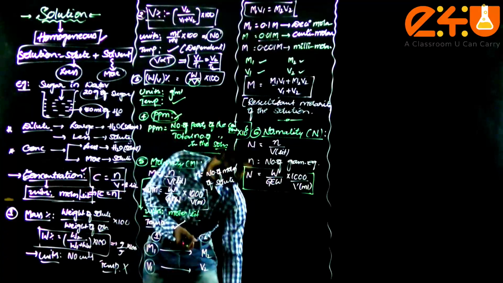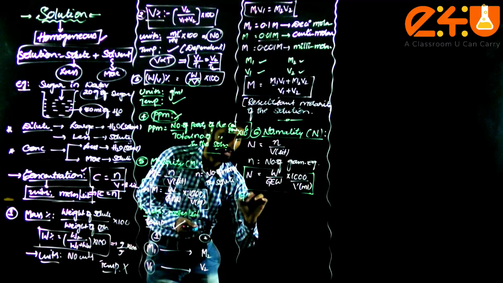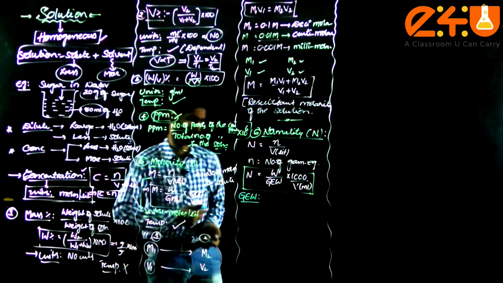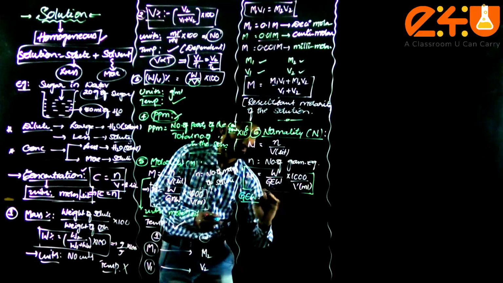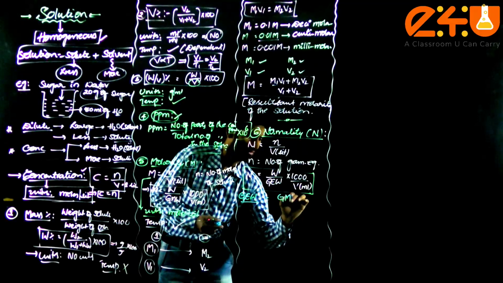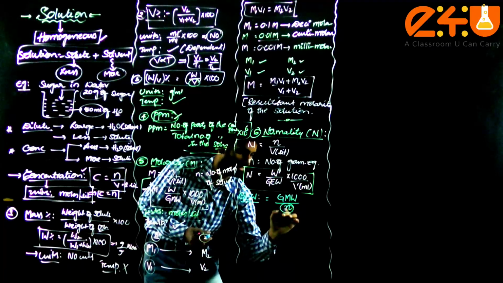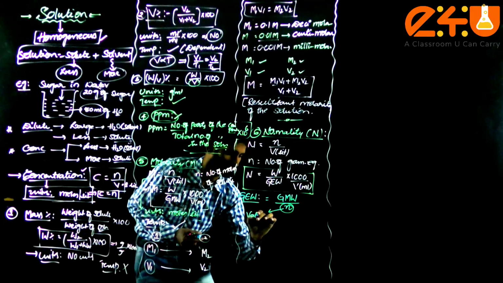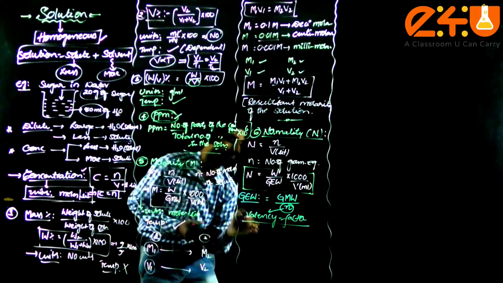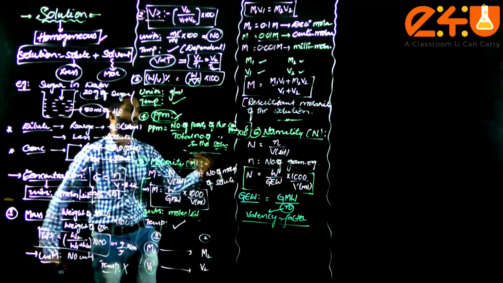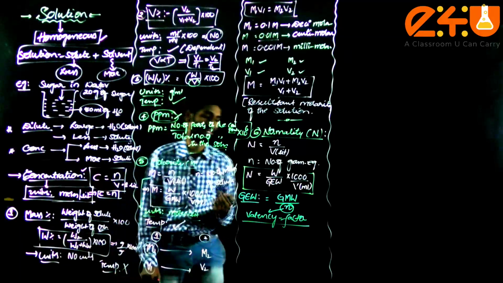Sir, if they are given the normality, how to calculate the gram equivalent weight? This is very important here. Gram equivalent weight is equal to gram molecular weight divided by n. Here n indicates the valency factor, very important, dear students. Understand? For acids, we already discussed in the redox reaction, n indicates the valence factor.